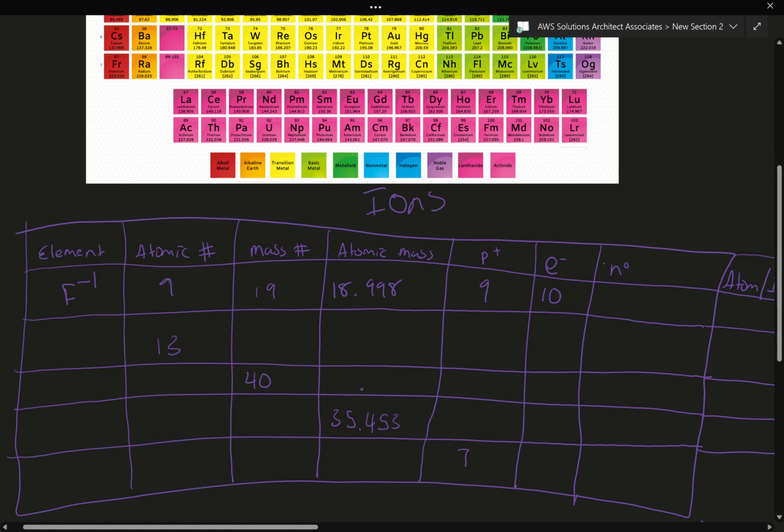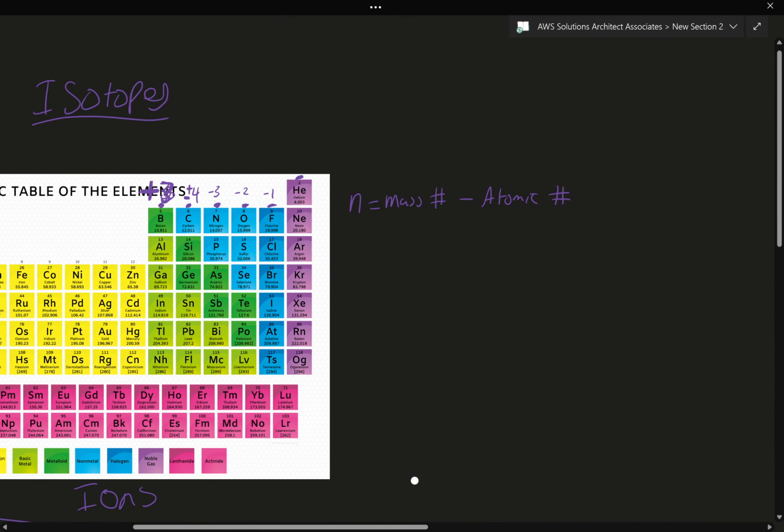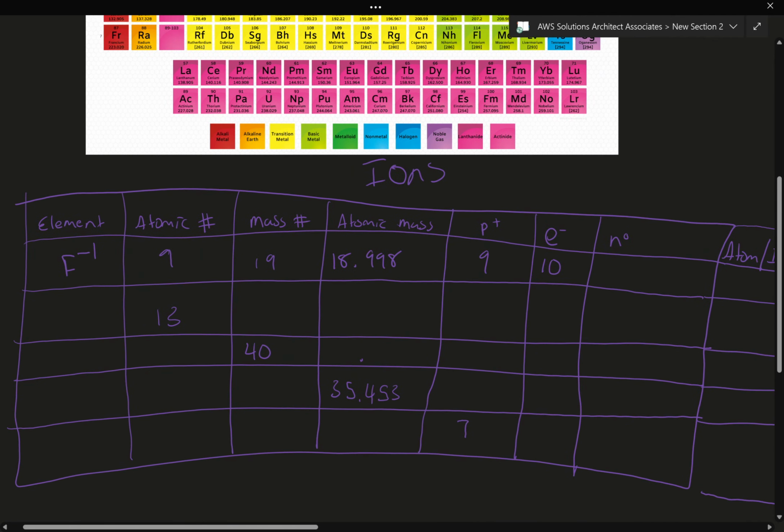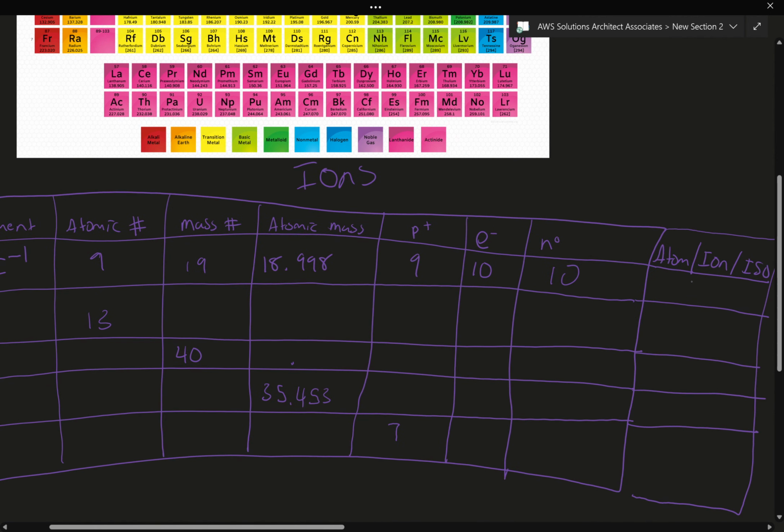We also have number of neutrons. You guys know what the neutrons are. You use the formula, get the two numbers, okay? Mass number, atomic number. And you subtract it. And when you subtract it, you'll get 10 as the neutrons. And this is an ion.